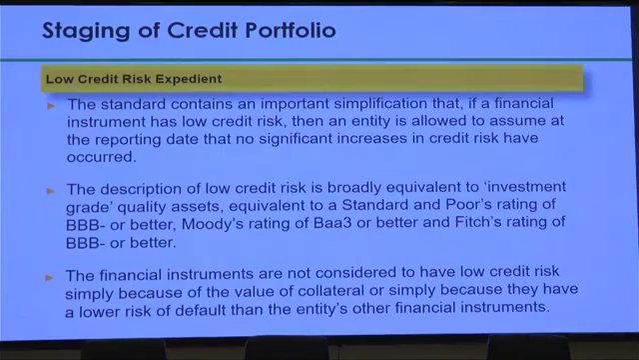And there is another concept of low credit risk expedient. Now what is this expedient actually? IFRS says that in some situations you do not need to actually measure credit risk from origination to reporting date. What you can do is just assess whether your financial asset is in investment grade or not investment grade. Investment grade is your BBB minus. So if it is in investment grade, it means that it should be parked in stage 1. But if it is not investment grade, it will be parked in stage 2.